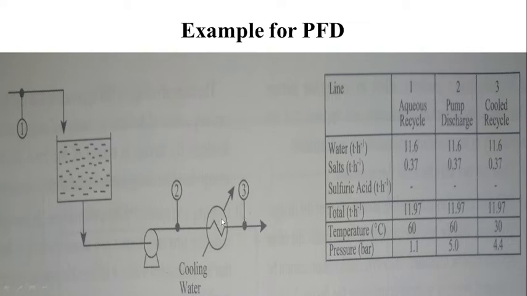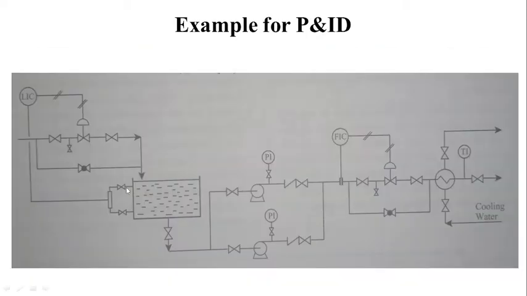So for the same scheme, we can draw the P&ID. This is the P&ID for the same scheme. Here, can someone say what this representation is? Just the left side of the level transmitter. Level indicator. Yes, this is a level indicator.